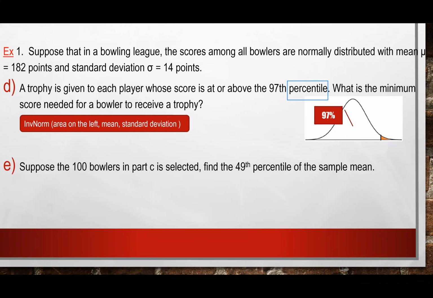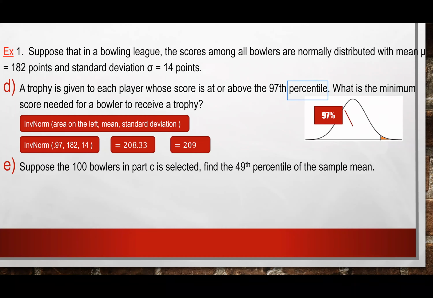Again, do you agree that the area to the left is 0.97, which is 97%, the mean is 182, and the standard deviation is 14? In this case, you have to score at least 208.33. But because the bowling pin score is a discrete variable, discrete data, they say round up to 209, because you cannot score a third of a pin. The pin either falls or doesn't fall. So you have to score the whole pin.